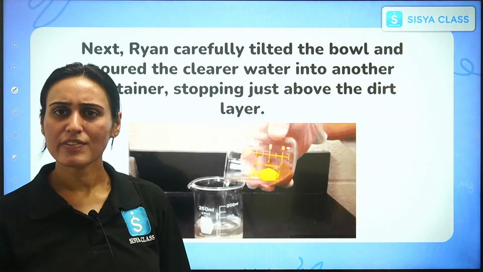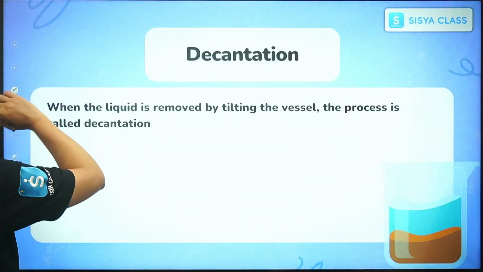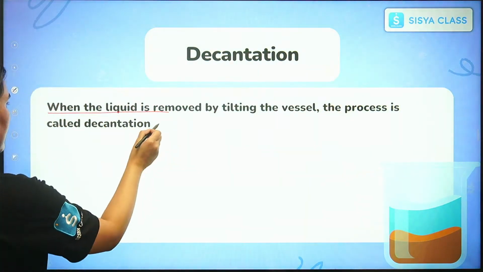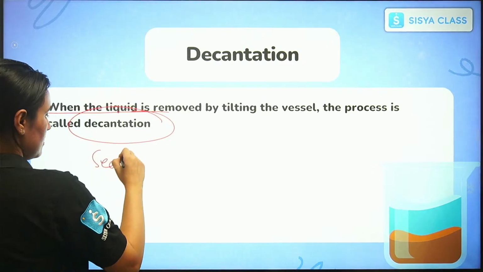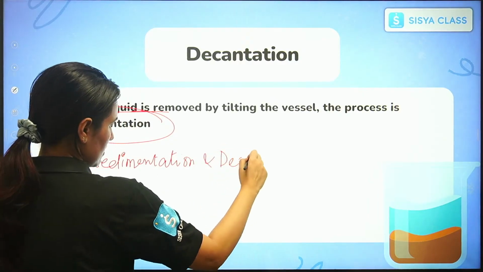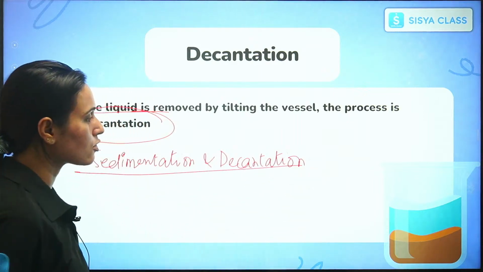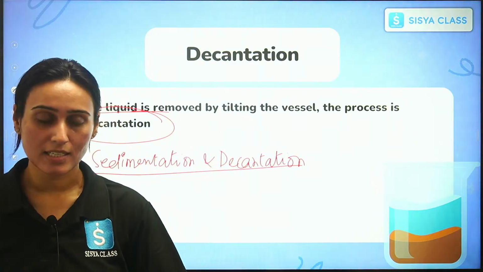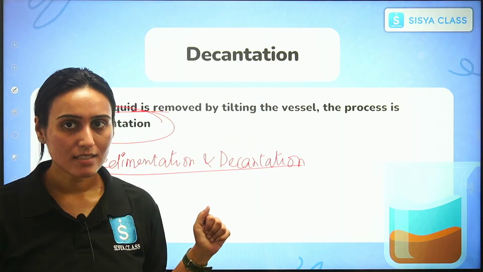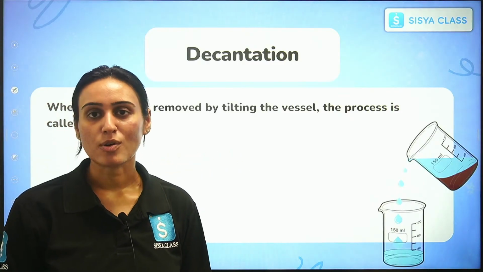Okay, let's see the definition now. I hope you understand the process. You must have done it yourselves also. So, when the liquid is removed by tilting the vessel, the process is called decantation. So if you do these two processes together, sedimentation and decantation, you can separate out your mud from the water, from the soil. As simple as that. Okay. So sedimentation and decantation to your rescue if you want to separate out mud or soil from water.